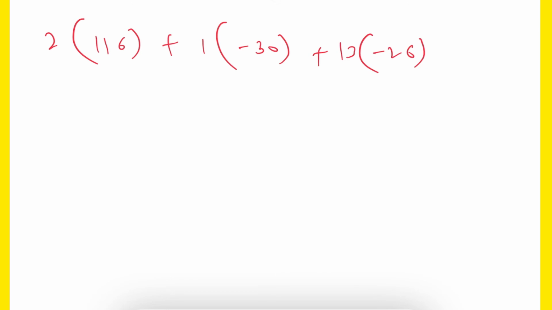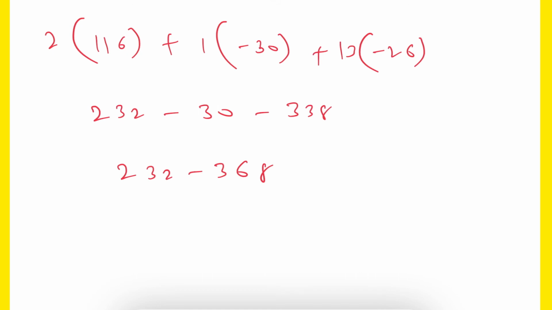Let us do multiplication. 2 times 116 is nothing but 232. Plus into minus minus, 130 is 30 plus into minus minus, 13 times 26 is 338. So 232 minus minus 30 minus 338 is minus 368.